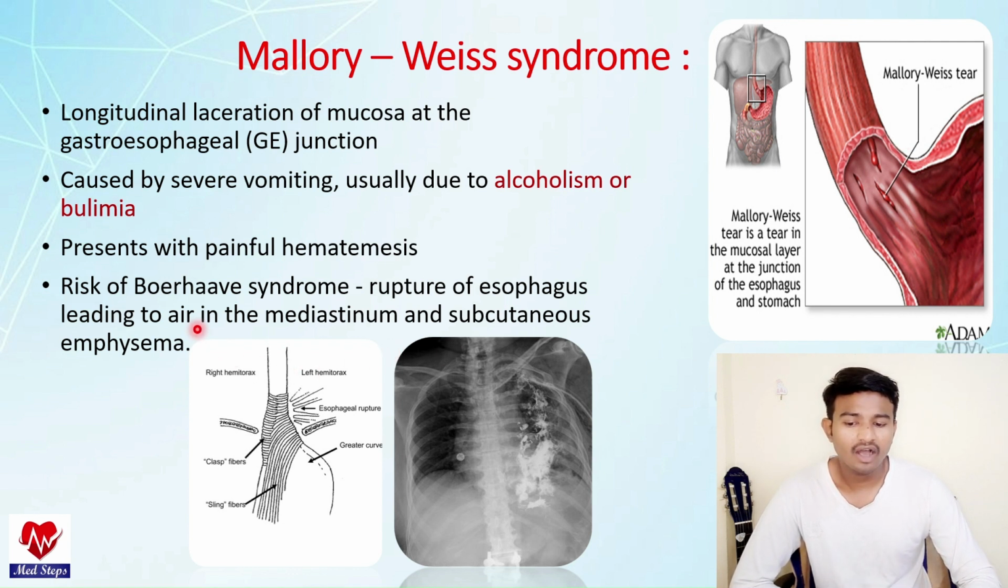Next, this is the risk of Boerhaave syndrome. If you see this image, you will see the esophagus and stomach attached. Here, because of this type of laceration, what will happen? One rupture will be there. Because of that rupture, one hole forms, and from that hole air goes to the mediastinum part. That's why if you see the imaging, you will get this type of picture. Here in the mediastinum area, you will get air, right? This is the Mallory-Weiss syndrome.